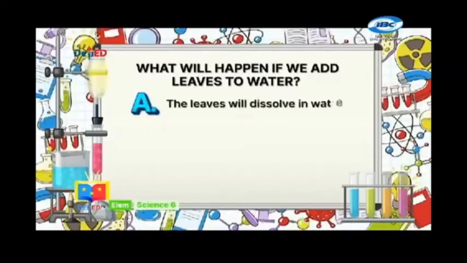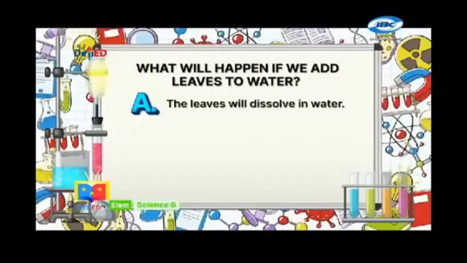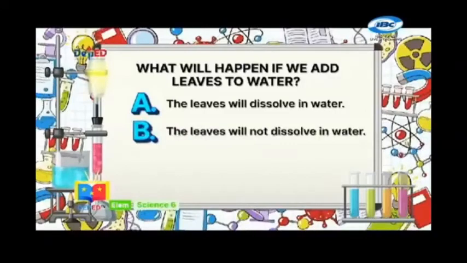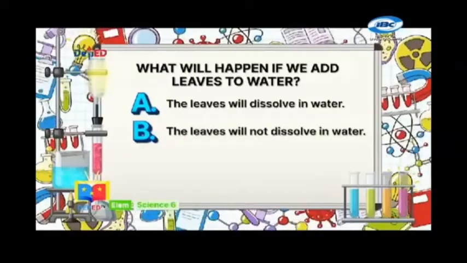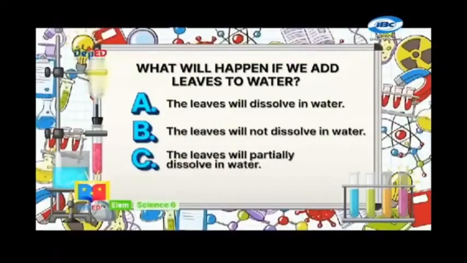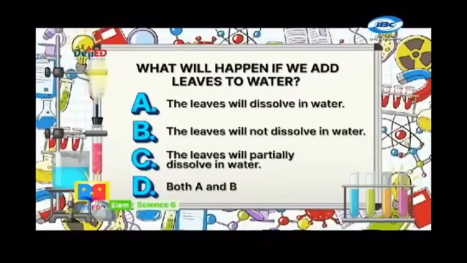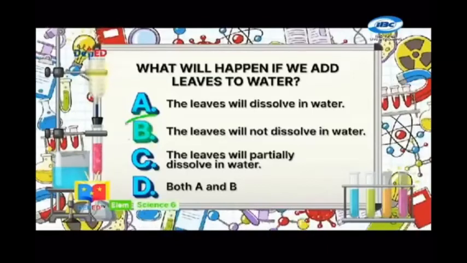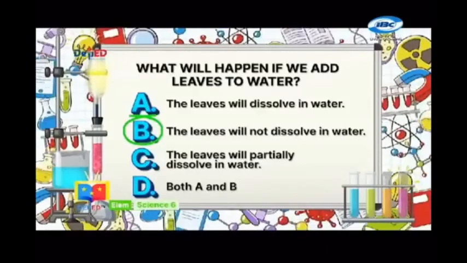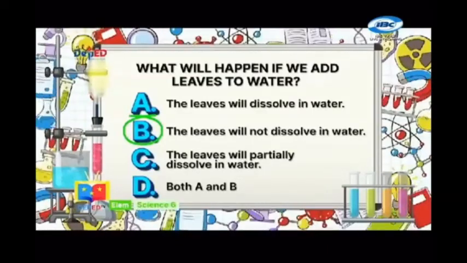Number 3. What will happen if we add leaves to water? A. The leaves will dissolve in water. B. The leaves will not dissolve in water. C. The leaves will partially dissolve in water. Or D. Both A and B. The correct answer is B. The leaves will not dissolve in water.